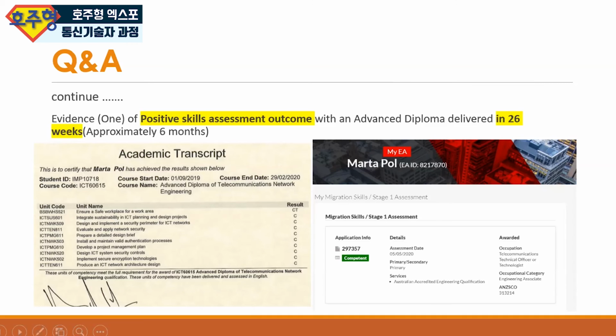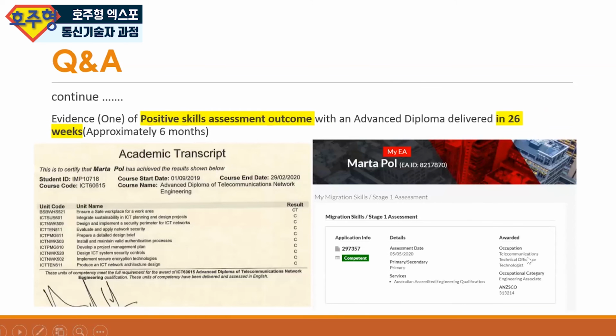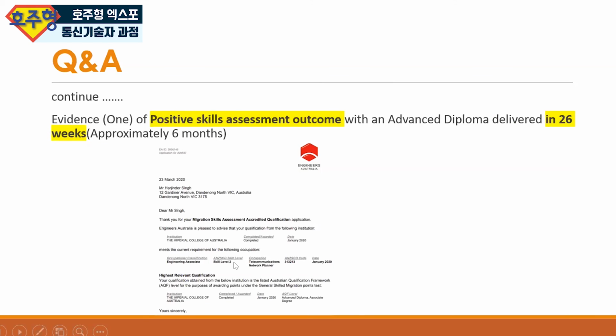So that is one. And another positive outcome, this is also my student. I applied for skills assessment for him. He is my past student as well. So he got a skills assessment outcome for planner. This is another occupation, telecommunication network planner. The previous one is telecommunication technical officer. This guy got telecommunication network planner. So you can apply for field engineer also.